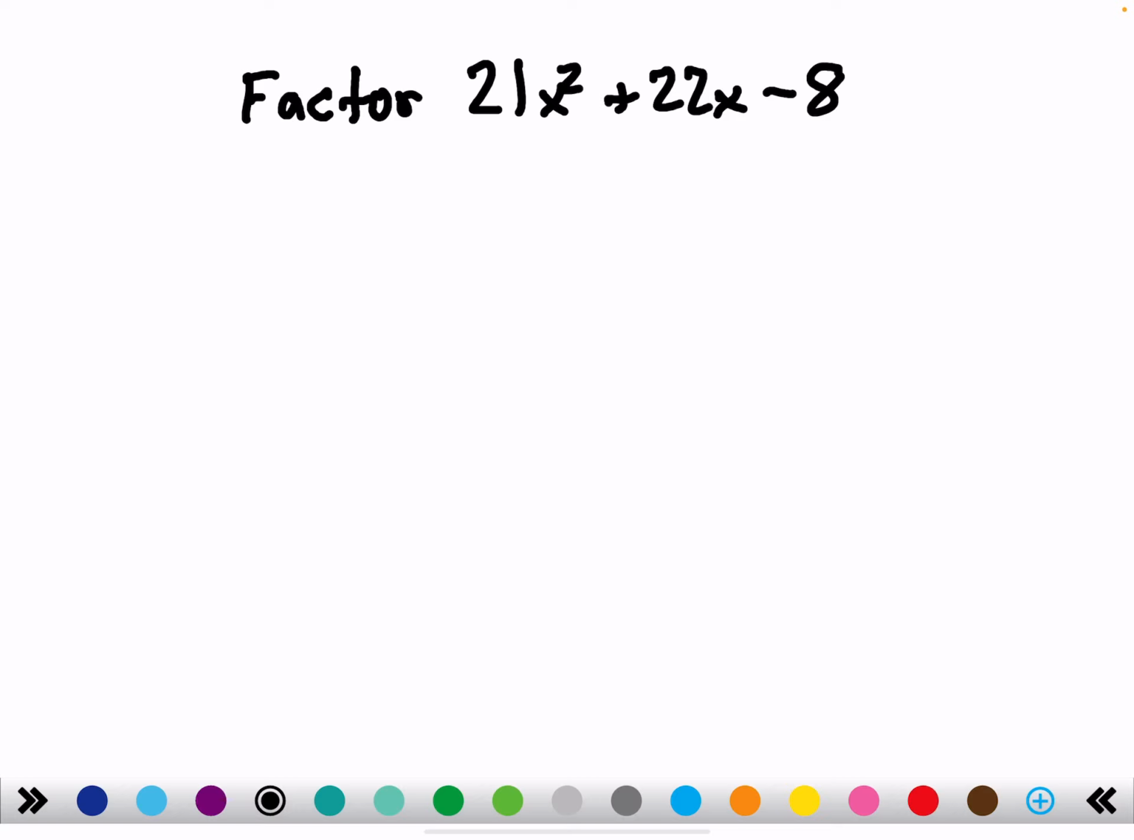Let's factor 21x squared plus 22x minus 8.